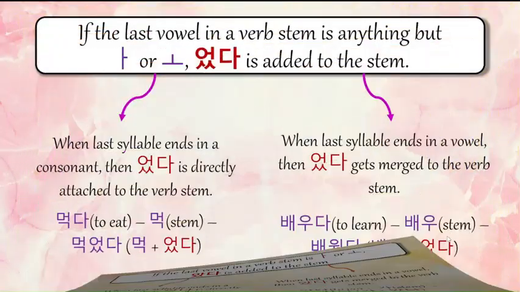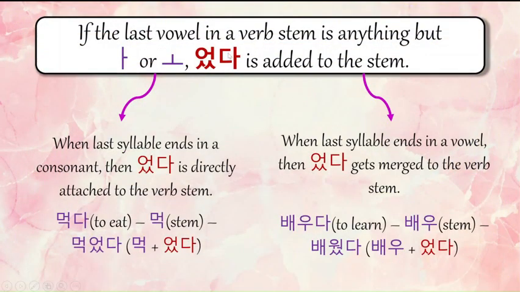Okay, now the next case is if the last vowel in a verb stem is anything but a or o, then you have to add otta to the stem. Again, there are two subdivisions, whether the last syllable ends in a consonant or it ends in a vowel. So, if the stem ends in a consonant, then you have to attach otta directly to the verb stem.